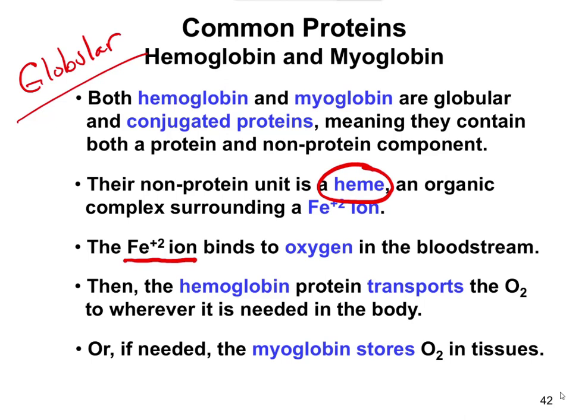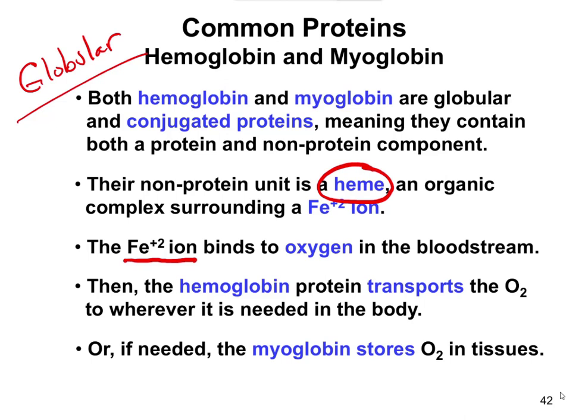Whenever hemoglobin picks up oxygen in the lungs, it then goes out to other tissues. It's more acidic in other tissues, and that slight change of acidity causes that oxygen to be released from the hemoglobin and deposited in those other types of tissues.